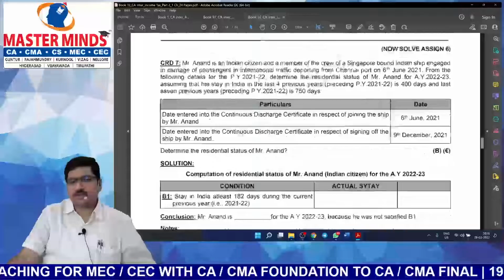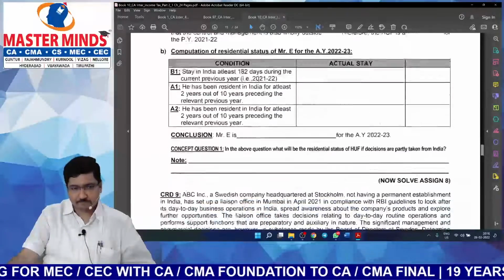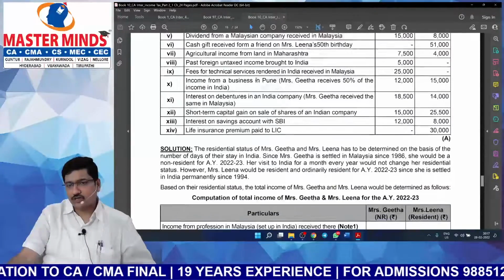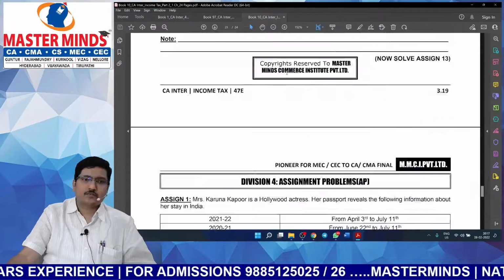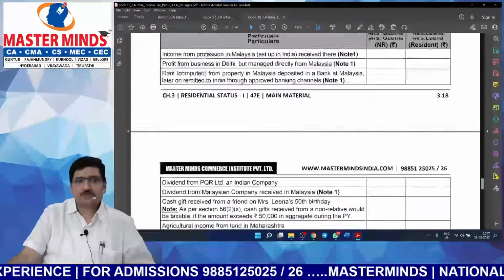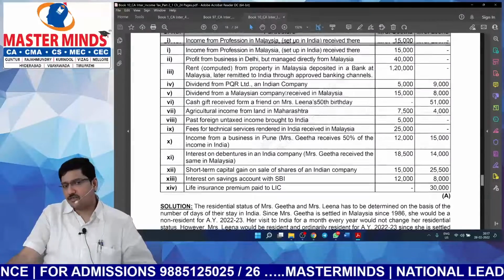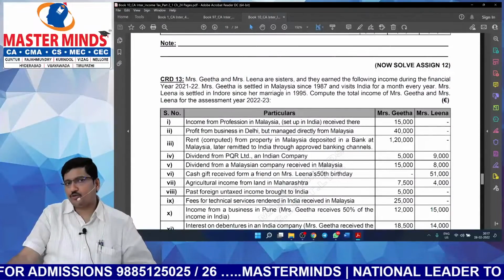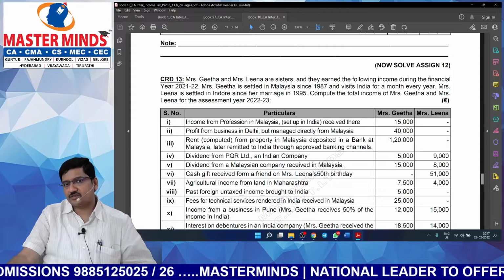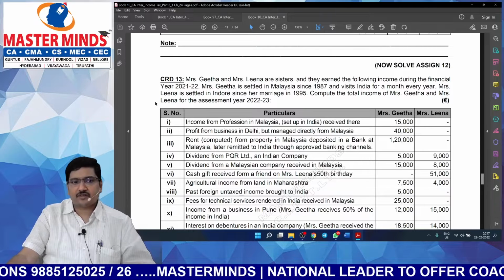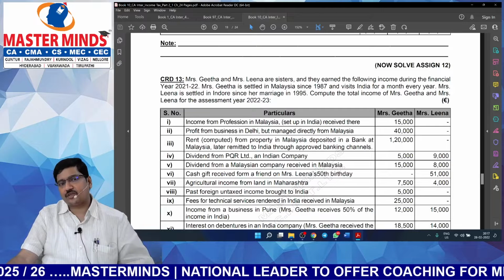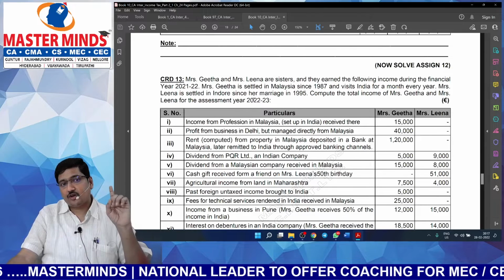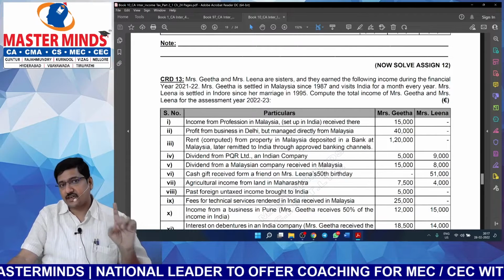How many problems are there? It's around 9 or 10. Not only the quantity, you can observe, we have even increased the quality. So it is around 13 problems. 13 CRD problems, and see how huge the problem set is in the residential status 1 chapter itself. 13 CRD and corresponding 13 assignment problems. That is 26 problems in just one small chapter of residential status 1.